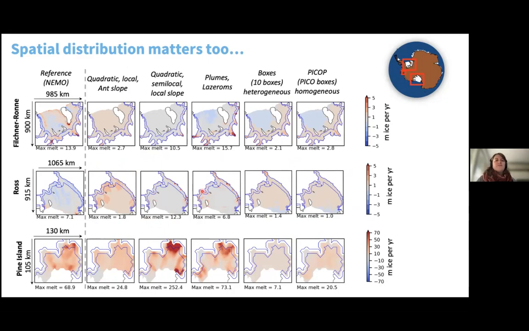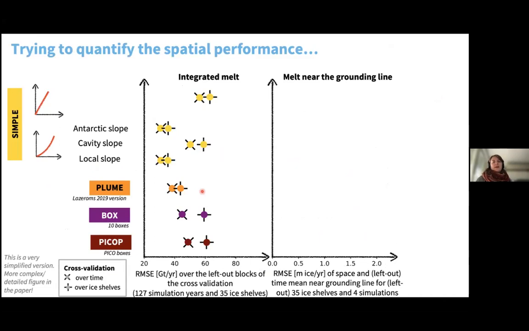So still, we wanted to have some metric, a quantitative metric that could give us insight into what is better or worse, let's say it this way. And so what we chose was to look at the average melt near the grounding line, because the grounding line is the zone where often the highest melt happens, or also the melt is important for the ice shelf and ice sheet evolution. And so what we look at here is the root mean squared error of the space and time mean near the grounding line. So we took a box near the grounding line and we averaged, and then we do the root mean squared error.